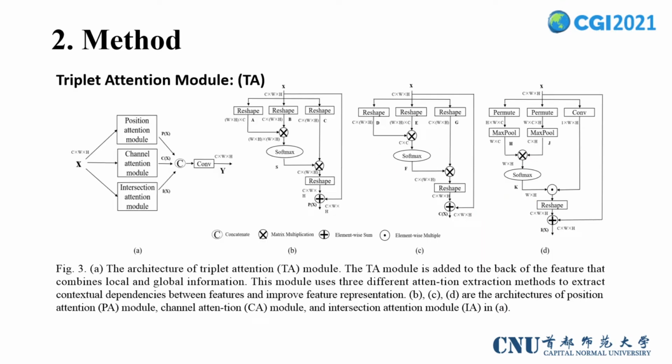Next, I introduce the TA model. As shown in picture A, the TA model will obtain rich contextual dependence and improve the feature representation by modeling interdependence in the spatial dimension, channel dimension, and the spatial-channel dimension. Then we concatenate them and apply a convolution layer to obtain the final output. The structure of each attention model will be introduced later.